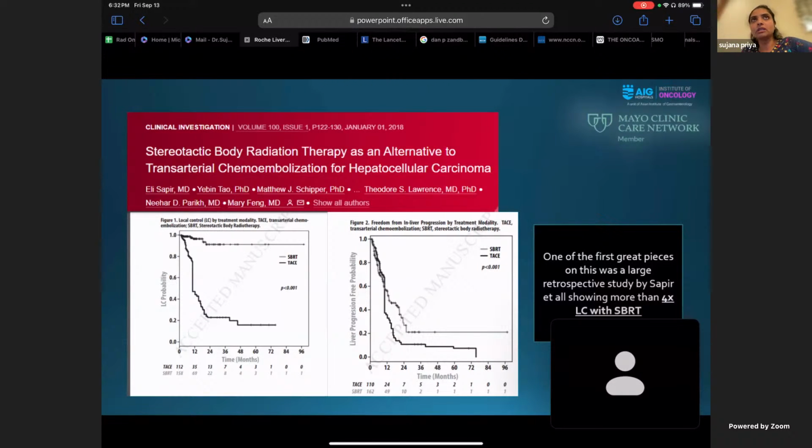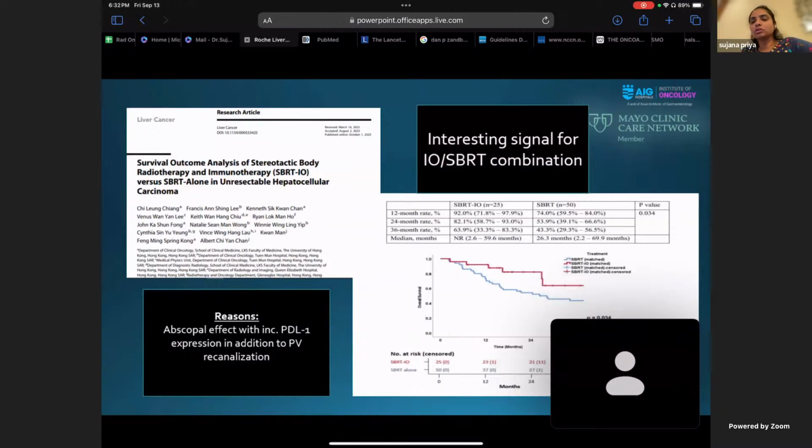Showing more than 4 times local control with SBRT compared to TACE. There is also an interesting signal with the SBRT and IO combination. We are also participating in a trial these days. It's still at the IRB, so mostly we will be part of a very interesting trial with SBRT followed by atezolizumab, or atezolizumab followed by SBRT. We've been treating, but not on a trial basis. We discuss in the MDT and then take it forward.